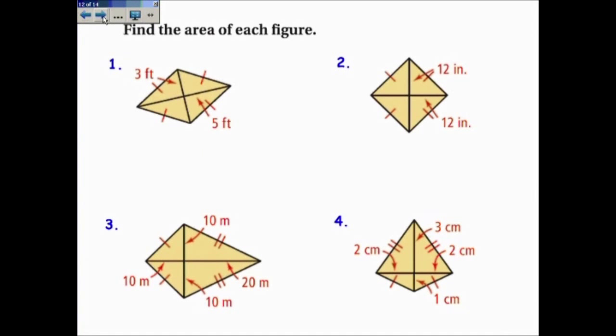Now in number 1, it's still a rhombus, but I'm not given the other part of the length. I know that this length right here is 3. So if you remember back when talking about rhombuses, the diagonals bisect each other. They cut each other in half. So this length down here must also be 3. And if this length is 5, on the other side it must also be 5. So this diagonal is 6 feet, and this length is 10 feet. So again, it's half the product of the diagonals, and so 1/2 of 6 times 10 is 30.